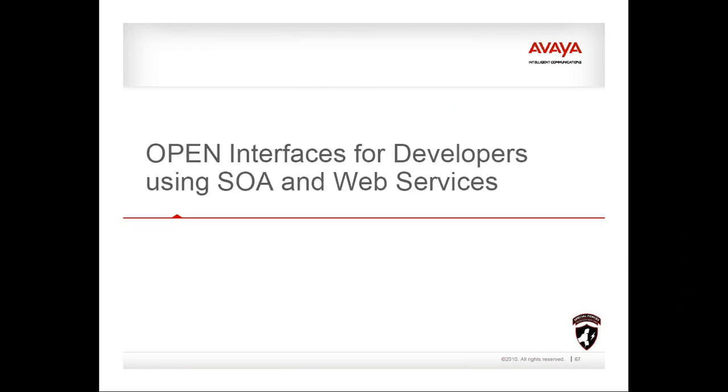Okay, so we reviewed the core components and the core features. Hopefully we'll have enough time here to answer some questions, but I do want to spend some time and talk about the open interfaces and the services-oriented architecture and the web services. And the reason I want to do that is these components of the Aura Contact Center are really the differentiator in the marketplace and are really what's driving that agent efficiency and that customer satisfaction.